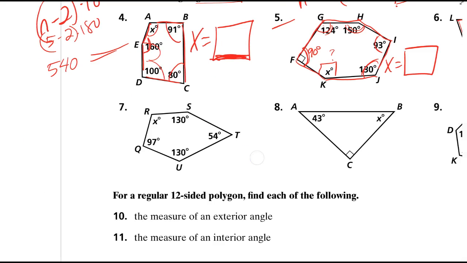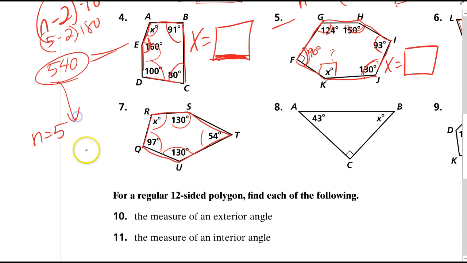All right, now number 7. How many sides does it have? That's the thing that we need to know every time. 1, 2, 3, 4, 5. N equals 5. So all of these interior angles will add up to what? Yeah, 540 again. They like these pentagons, I think. So take away the 97, the 130, the other 130, and the 54, and you get x equal to 129.